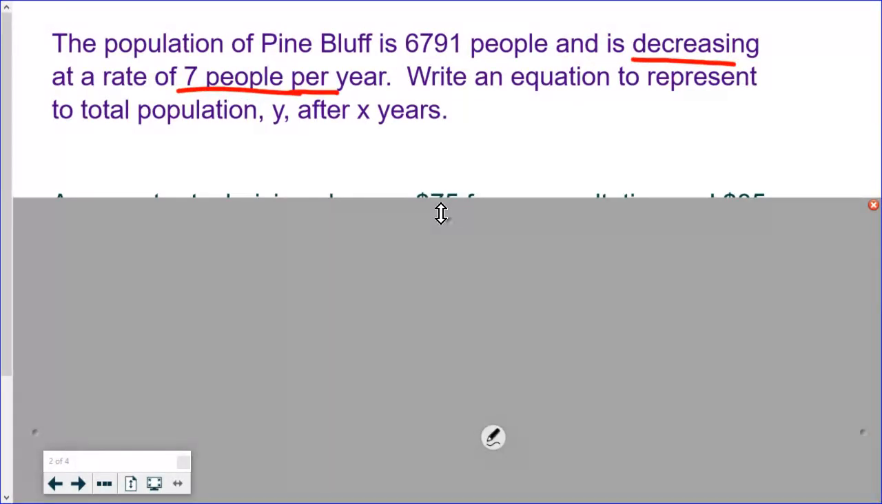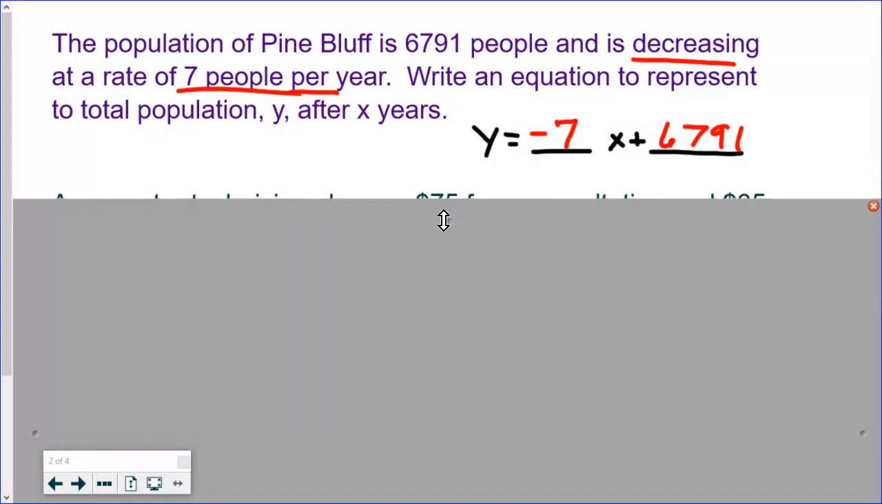So in the scope of slope-intercept form, that means it's going down 7. So that's a -7. Okay, and it started at 67,91. Then you could say, how many people will be in Pine Bluff in 20 years? That's when you put 20 for x. But again, when it says decreasing, please note that's a negative.